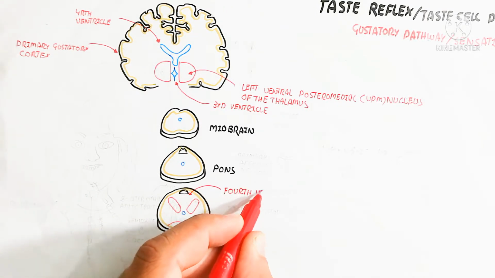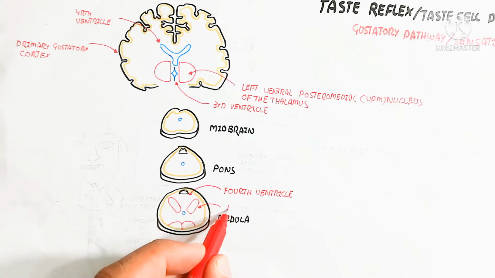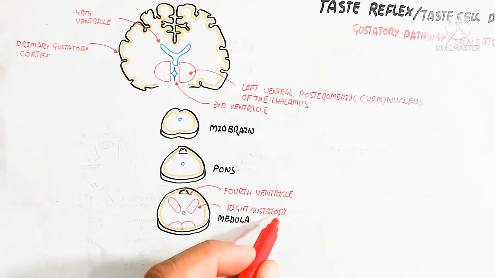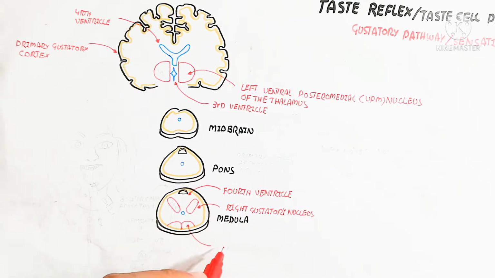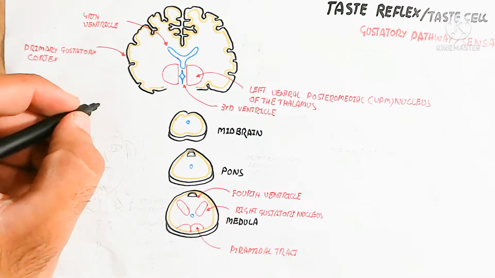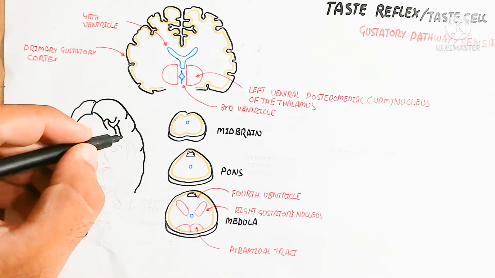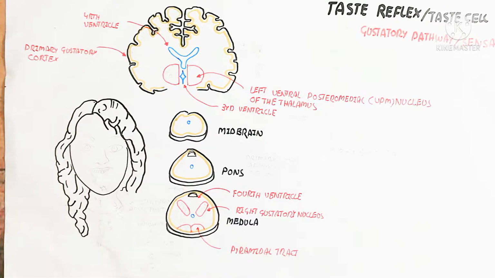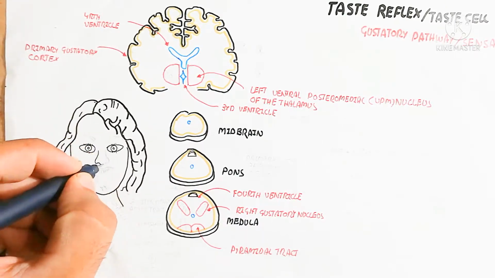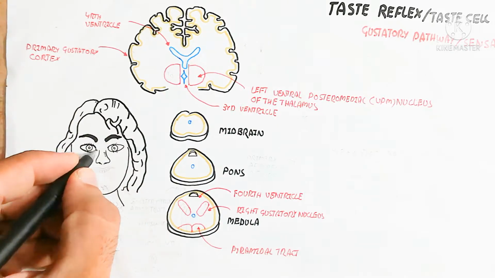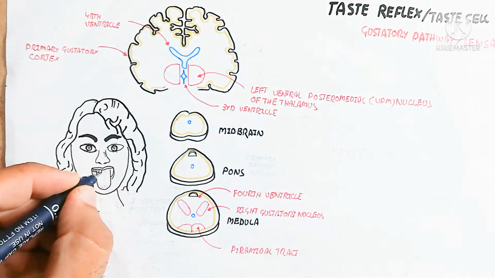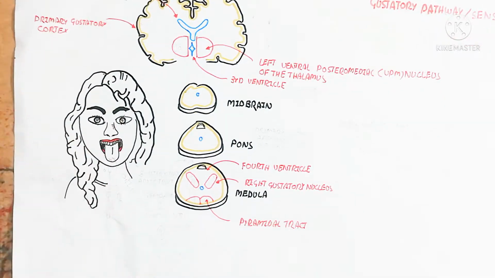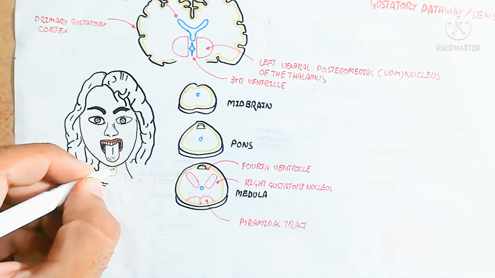So the fourth ventricle is present in the medulla and extends into the pons. Here is the pyramidal tract, which is used for the reflex arc. Basically we will not go into that, but we will focus on the right gustatory nucleus, which contains three nuclei basically.